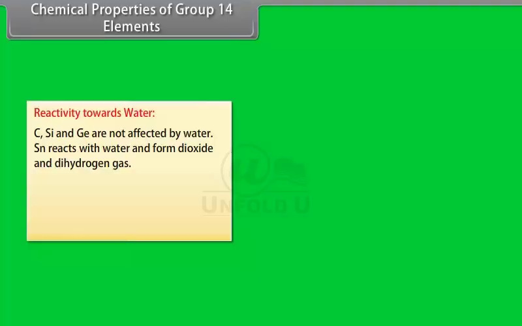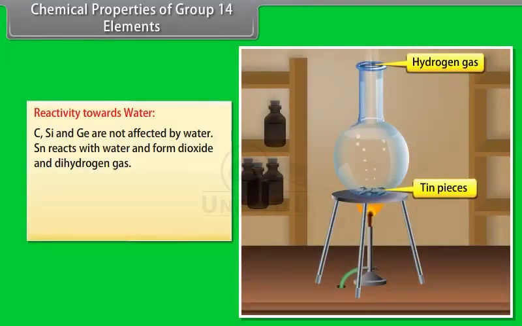Reactivity towards water. Carbon, silicon and germanium are not affected by water. Tin reacts with water and forms dioxide and dihydrogen gas.